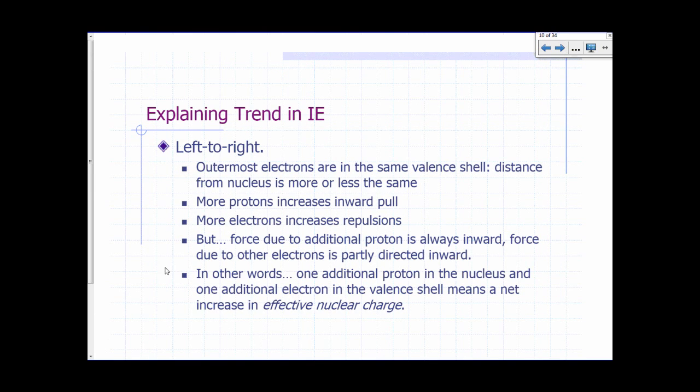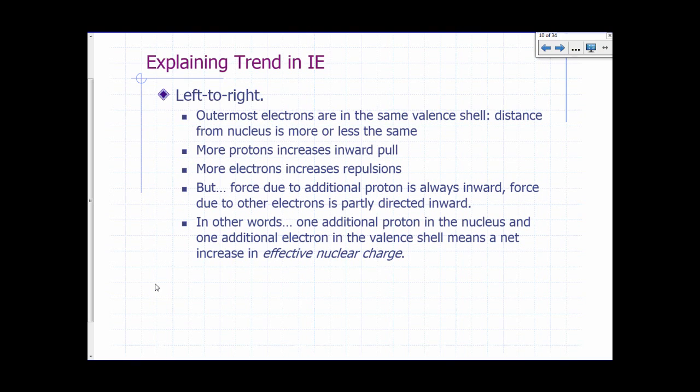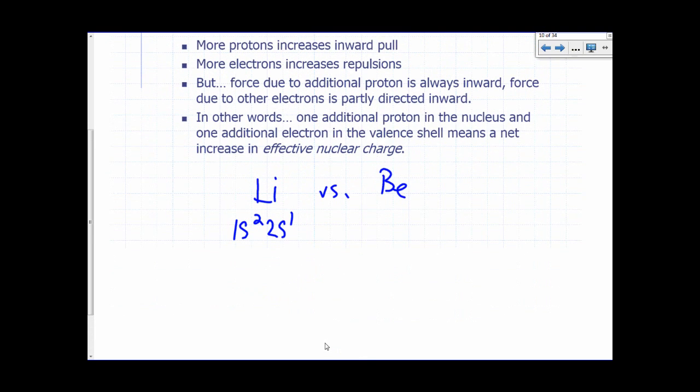So how do you explain the trend going left to right? As you go from left to right, your outermost electrons will be in the same valence shell. For example, let's just compare lithium versus beryllium. Okay, electron configuration of lithium is 1s2, 2s1. These are the elements in the second row, and your beryllium would be 1s2, 2s2. Sorry, 4 electrons.